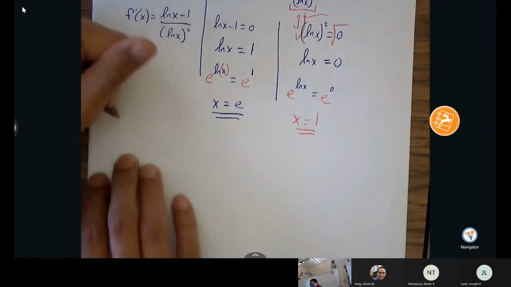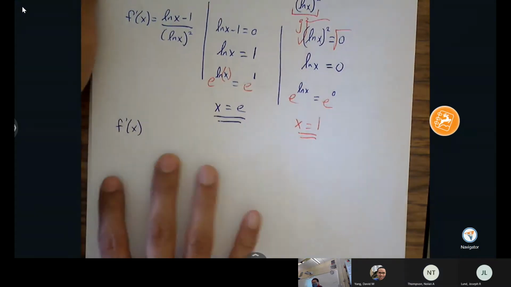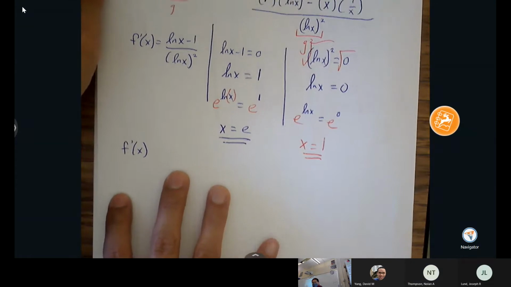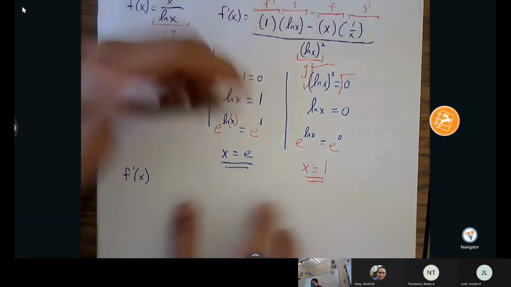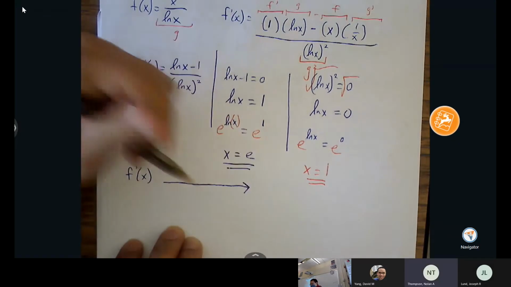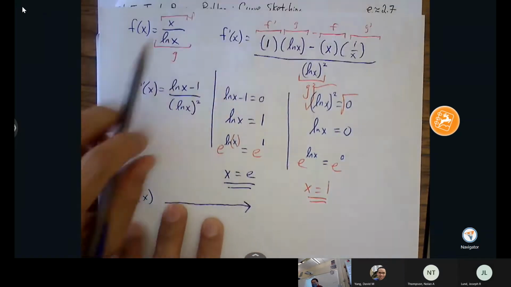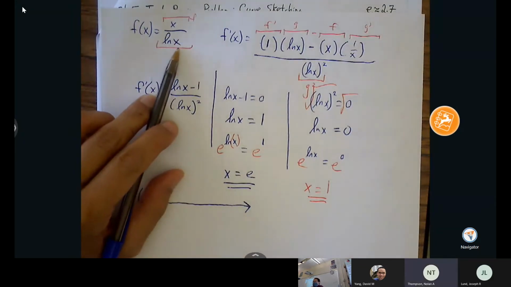So here's our f prime sign line. We have e and we have 1 that goes on the sign line. There's another number that's going to go on the sign line. Do you know what it is? 0, because it's the starting point, right? How do we know that?